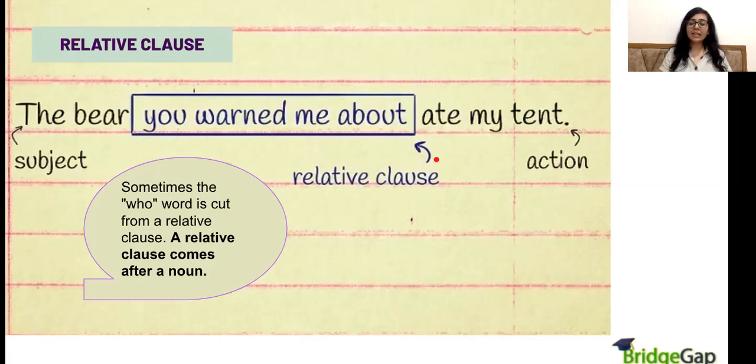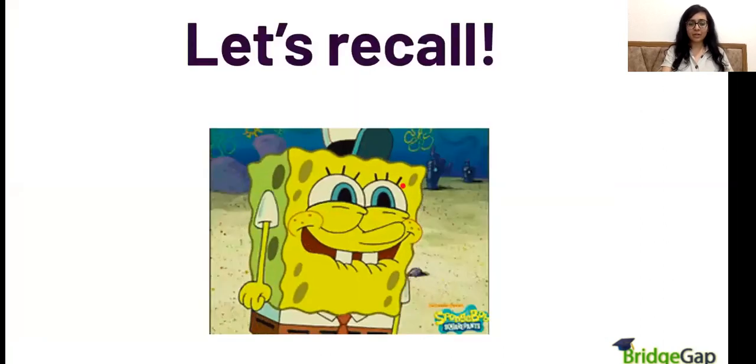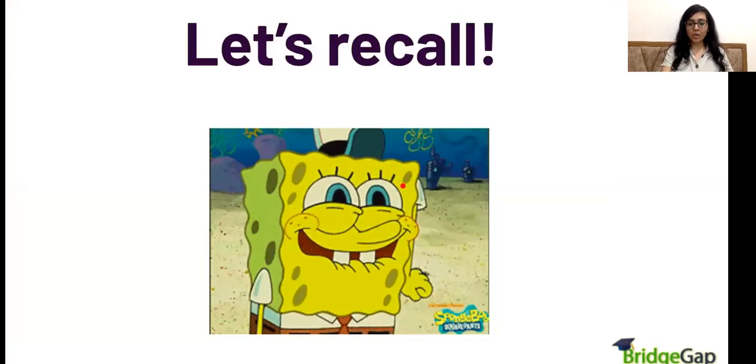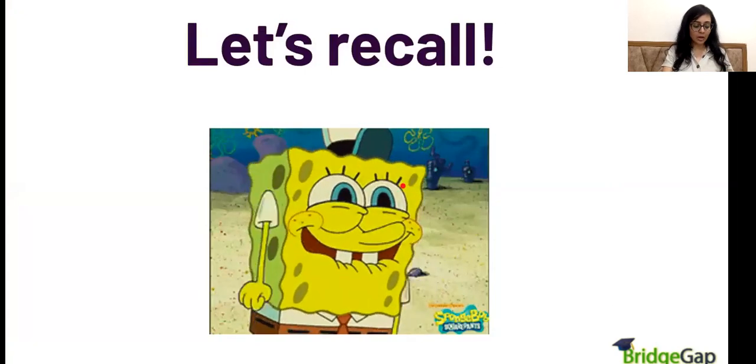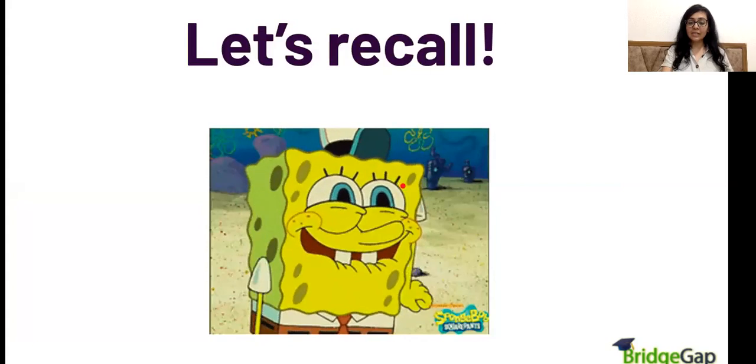Not necessarily that it will only have who as a word to describe a relative clause, right? As you can see, instead of using the word who, we have used you warned me about. So it's a relative clause, okay? It always comes mostly after a noun. So let's recall. I'll display a few quick slides and we'll just quickly recall.